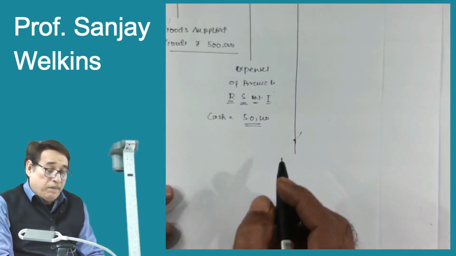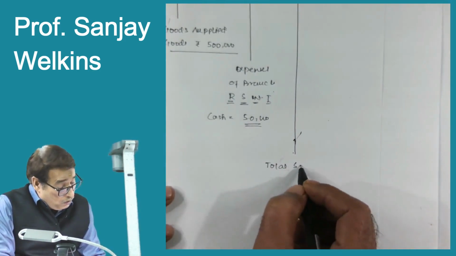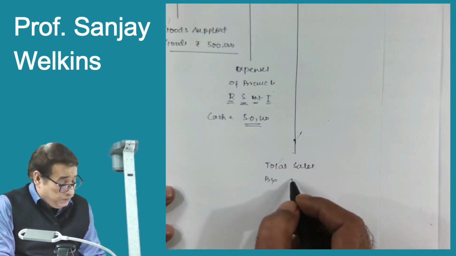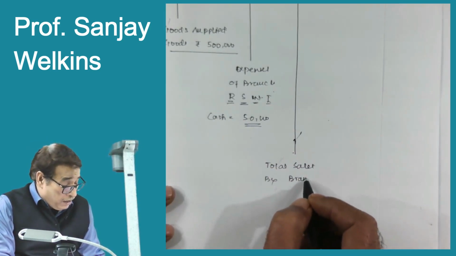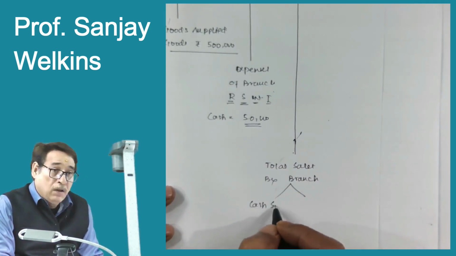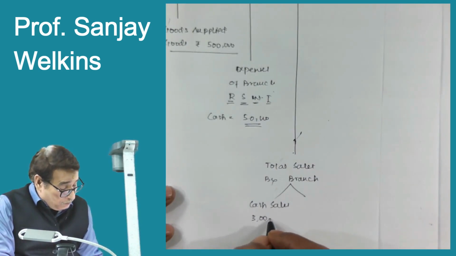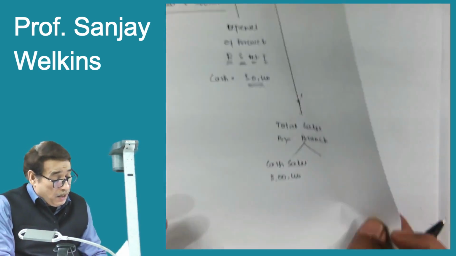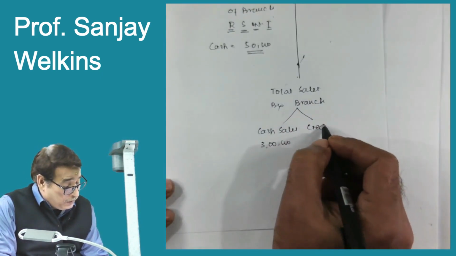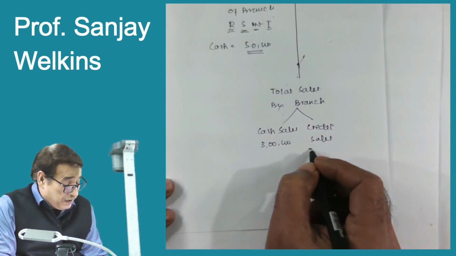Now let us say, in the current year, please pay attention, total sales by the branch in the form of cash sales amounted to 3 lakhs, and in the form of credit sales amounted to rupees, let us say, 7 lakhs.